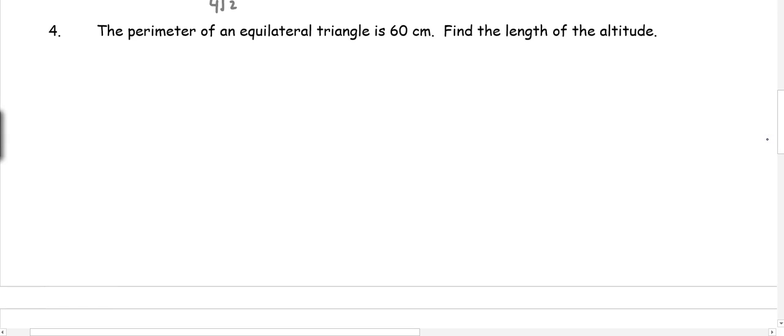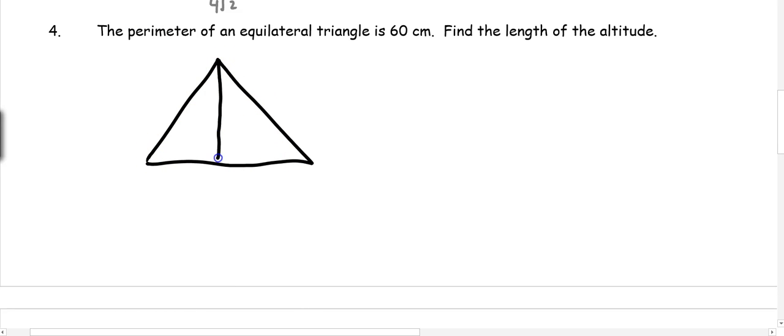Number 4, the perimeter of an equilateral triangle is 60. Find the length of the altitude. So if I have an equilateral triangle and I draw in my altitude, this forms a 30, 60, 90 triangle. And across from the 30 is S, across from the 90 is 2S, and across from the 60 is S root 3.